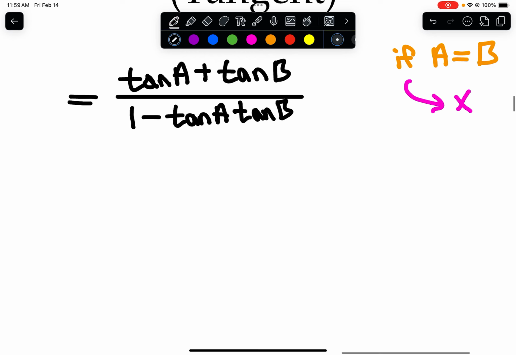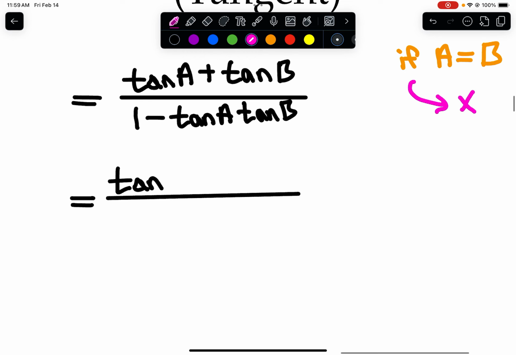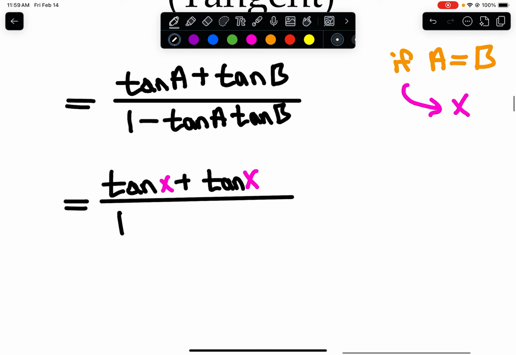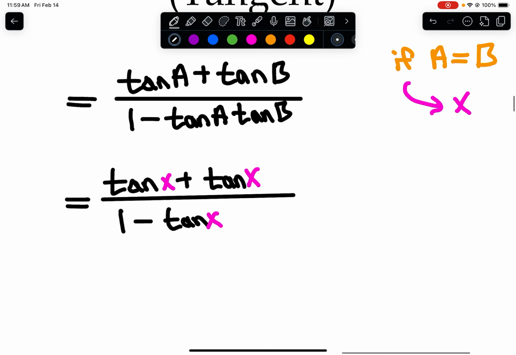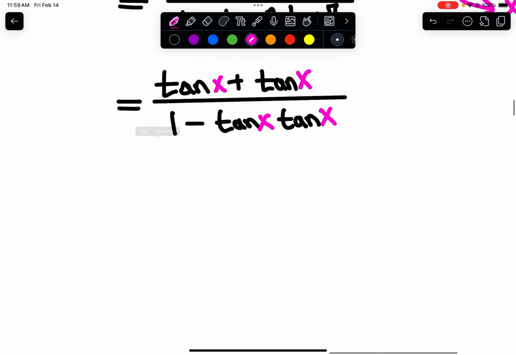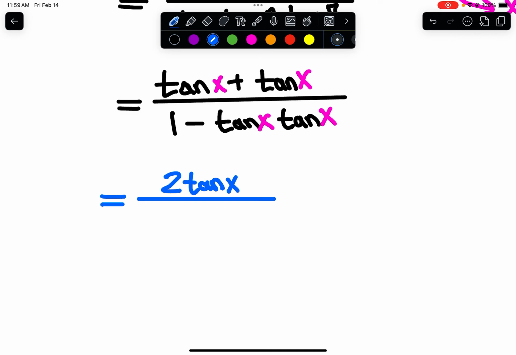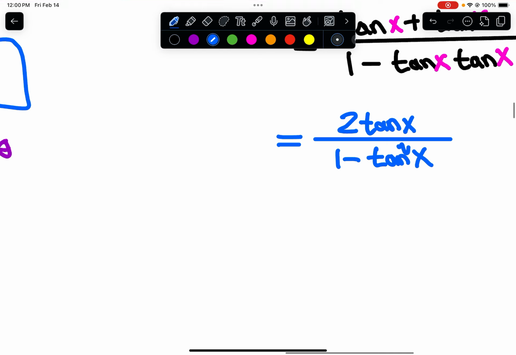So that means I'm going to have tangent of x plus tangent of x, and that's going to be over 1 minus tangent x times tangent x. So when I rewrite, this is going to be 2 tangent x over 1 minus tangent squared x. So this would be your identity.